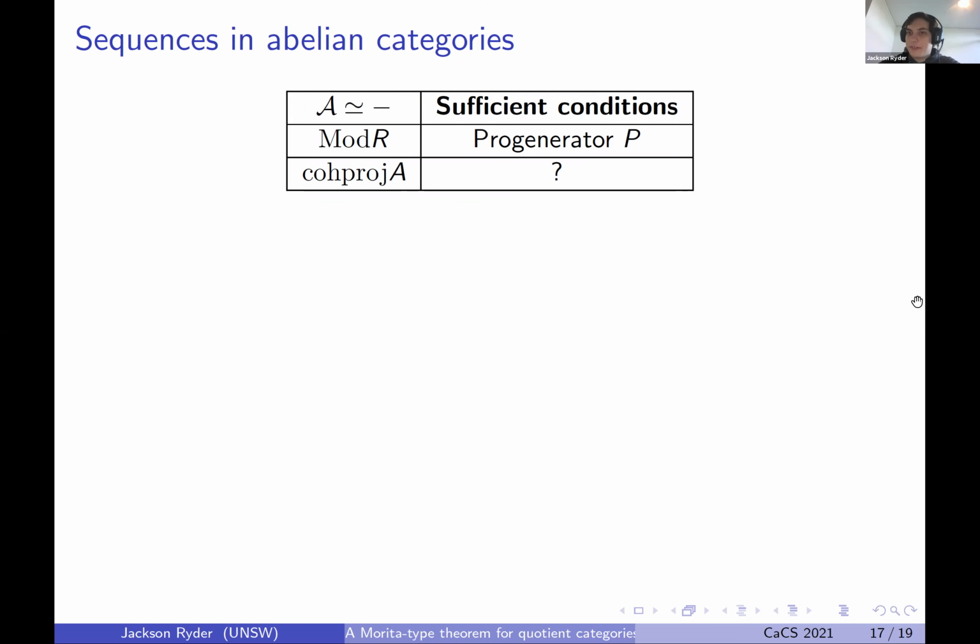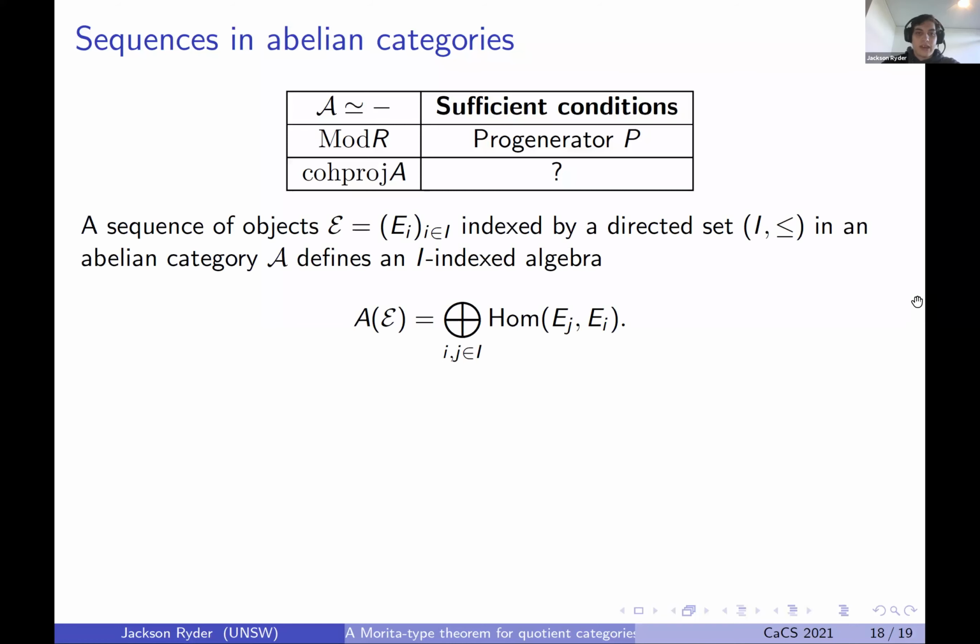In the case of just a regular ungraded ring, we only have the one rank 1 free module. But in our case, we have this whole sequence of modules, like we saw earlier with the free modules over the graded ring. So now instead of looking for one object, our progenerator, we want to look for a sequence of objects in our category behaving similarly to this progenerator. If we have a sequence of objects indexed by our directed set I in an abelian category, then we can use this sequence to define an I-indexed algebra.